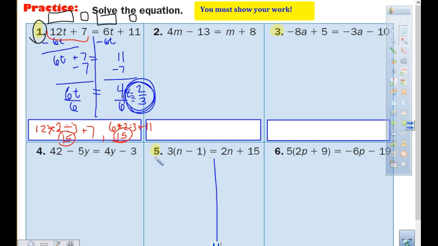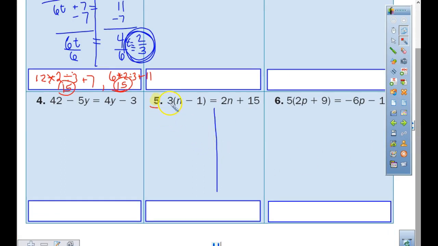You ready, Emily? We're going to do question 5. Question 5. We have to distribute first. What am I going to get when I start distributing? 3n minus 3. This is still going to be equal to 2n plus 15. Okay?